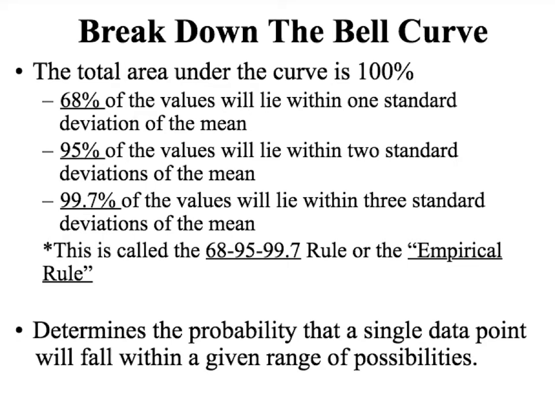The breakdown of the bell curve. The total area under the curve is 100%. 68% of the values will lie within one standard deviation of the mean. 95% will fall between two standard deviations of the mean. 99.7% of the values will be within three standard deviations. This is called the 68, 95, 99.7 rule. That's also called the empirical rule.